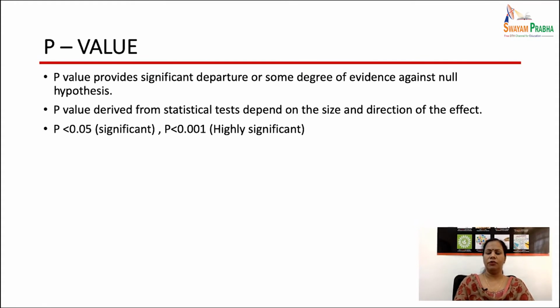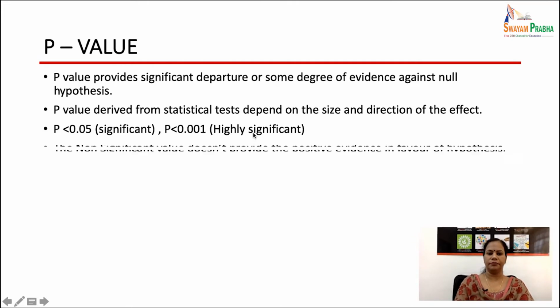So for the p-value, mostly you will see that we keep the level of significance as 0.05. We set that criteria, but after the statistical test we may get to know whether the p-value is significant or highly significant, and based upon the significance of the p-value, we reject the null hypothesis.